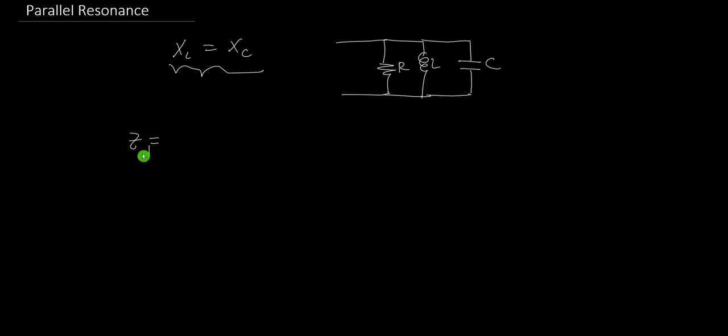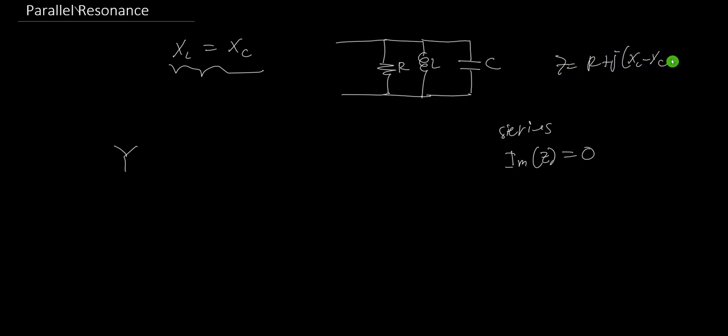But we know that we can use the other properties. The inverse of Z is just equal to the admittance. Instead of impedance, we look at the admittance. In series resonance, the imaginary part of Z will become 0, because Z is equal to R plus j(XL minus XC). This will become 0. This is the imaginary part of Z.